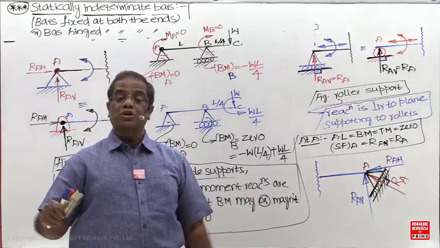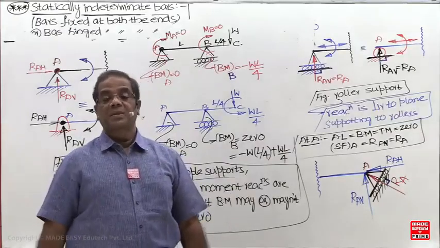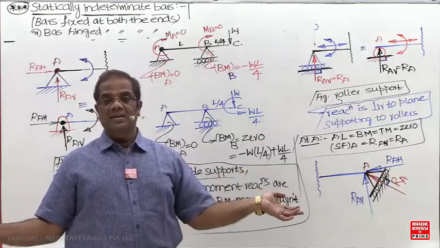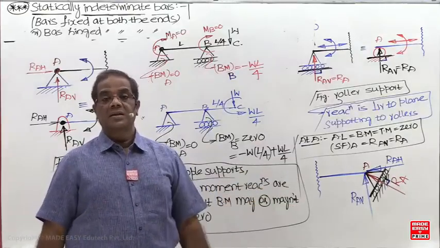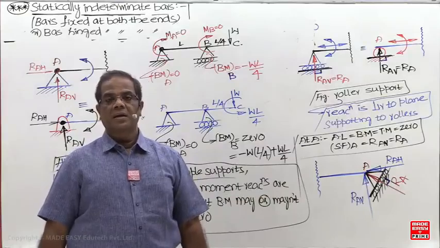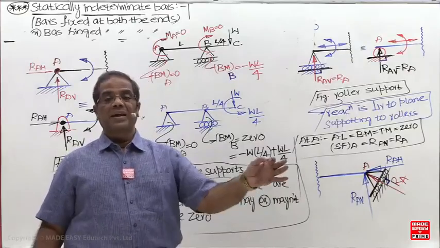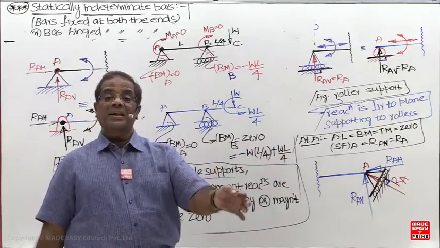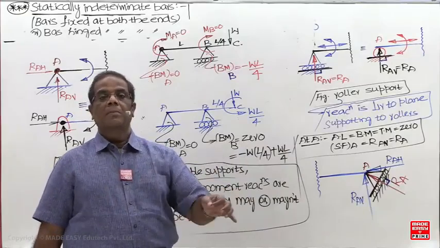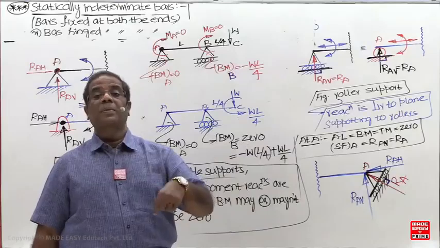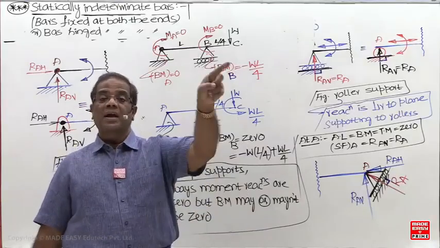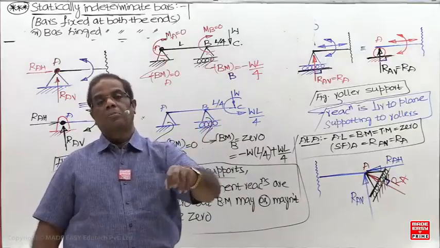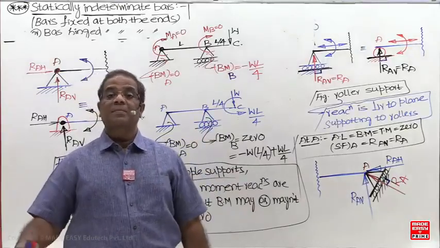But if you ask the same question with the same statements at simply supported ends, which are correct: moment reactions are 0, bending moment is 0, both moment reaction and bending moment are 0, moment reaction 0 and bending moment may or may not be. At that time, A, B, C are correct: moment reactions are 0, bending moment is 0, both are 0.